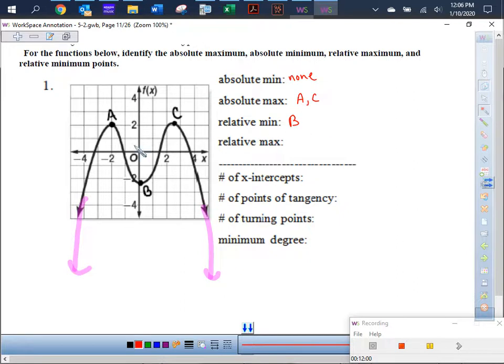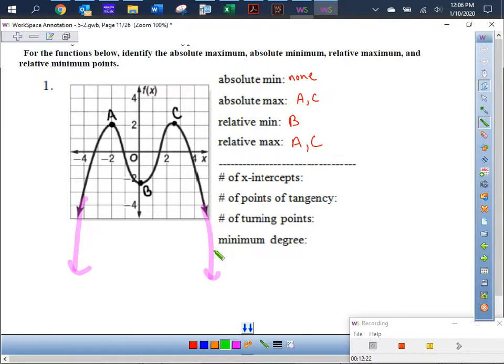Then the relative max is just anywhere that happens, so it's kind of like a repeat, A and C in that case. So relative maxes are any maximum points, and the absolute max is the highest it ever got. So we'll get better. We got more problems to do. Then the number of x-intercepts, that's pretty simple. We'll just count them up. So 1, 2, 3, 4.